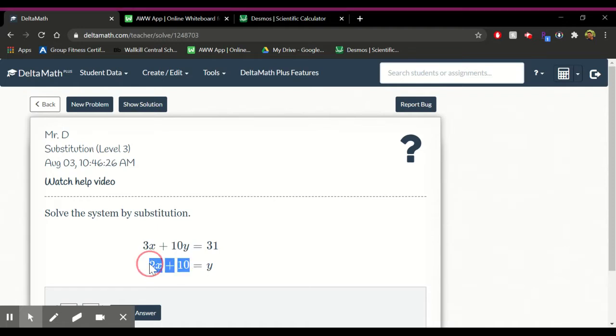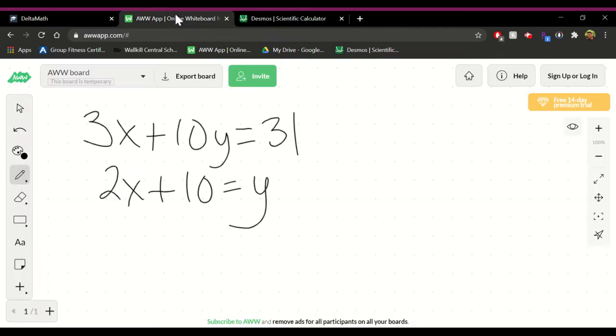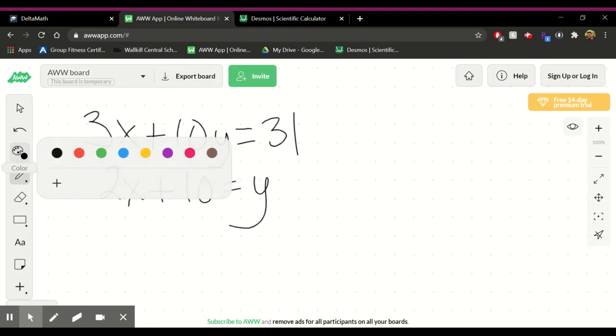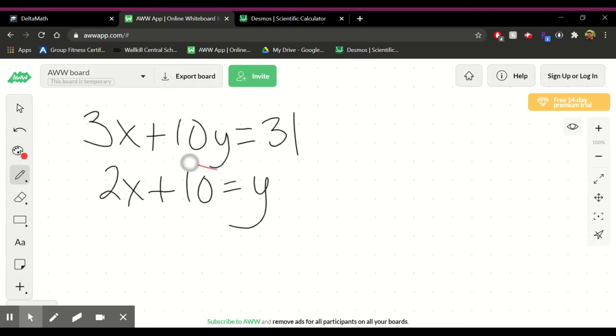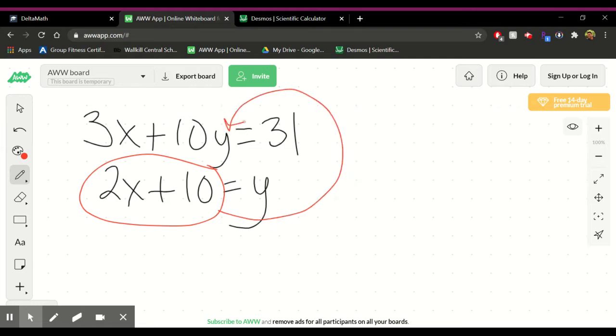So in this equation, the isolated variable is this y. Y equals 2x minus 10. So what you're going to do is substitute it into y of the other problem. Now, remember, whenever we do substitution, we have to put it in parentheses. So I wrote it down on my separate paper here. I'm going to take this and substitute it into y up there.